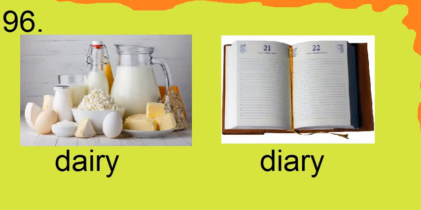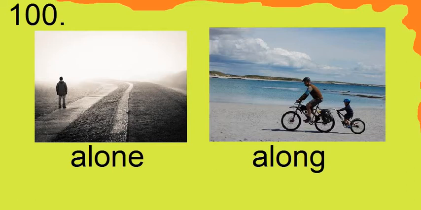Then we have dairy and diary. These two words are also anagrams, the same five letters, just the I and the A are the other way around. So dairy refers to milk products, whereas diary is a book that you write down different things every day. Dairy, diary.